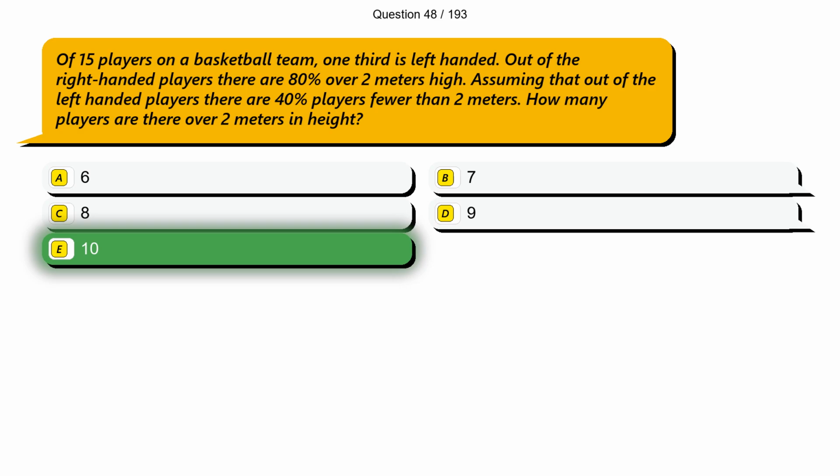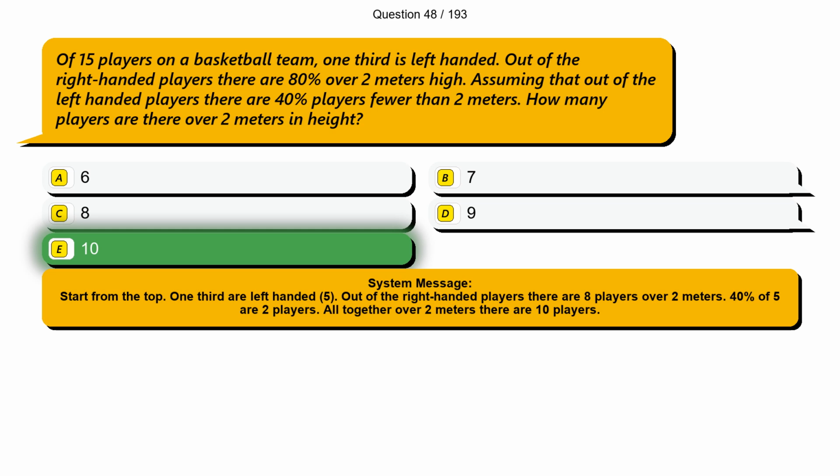The correct answer is option E, 10. Start from the top. 1/3 are left-handed, 5. Out of the right-handed players there are 8 players over 2 meters. 40% of 5 are 2 players. Altogether over 2 meters there are 10 players.